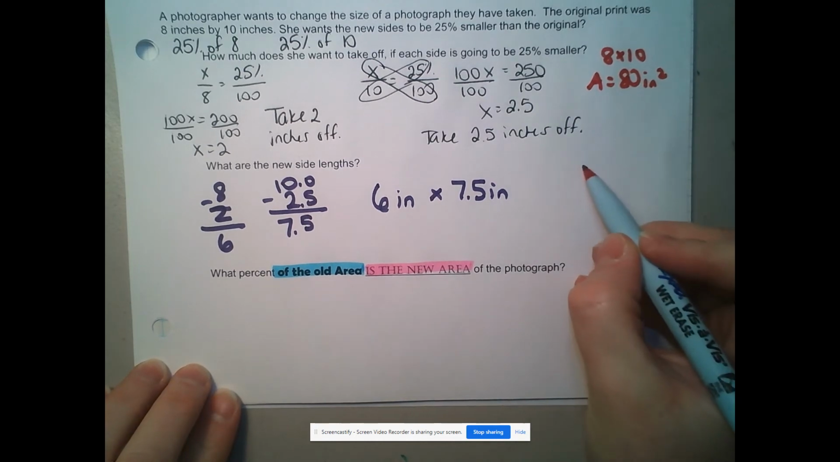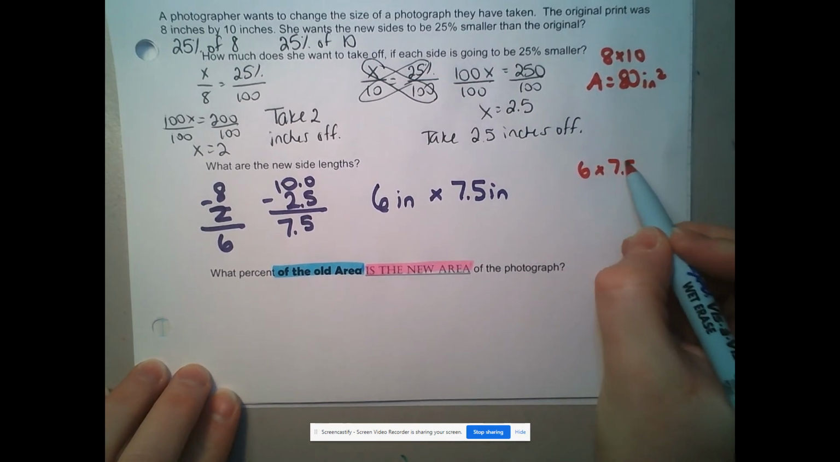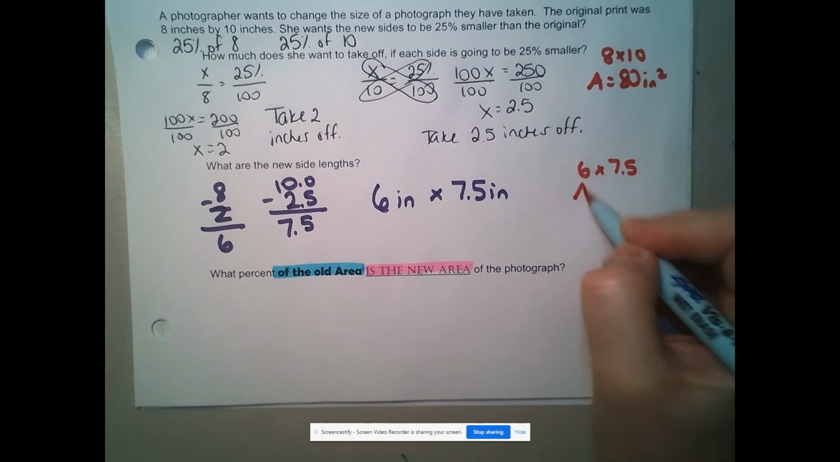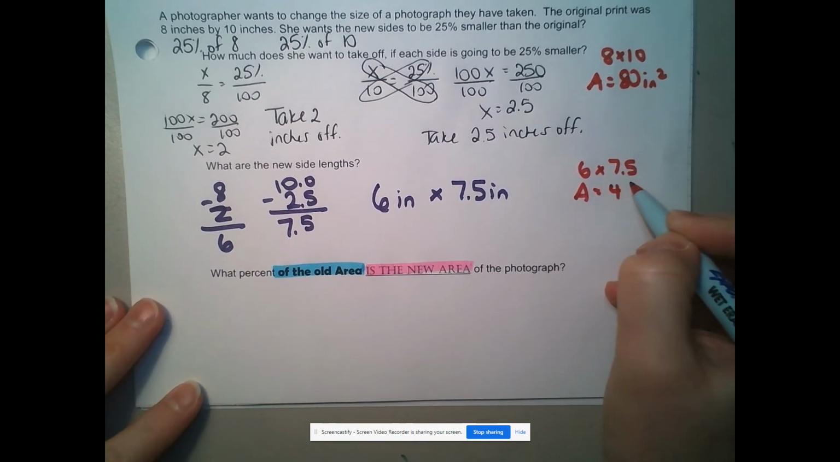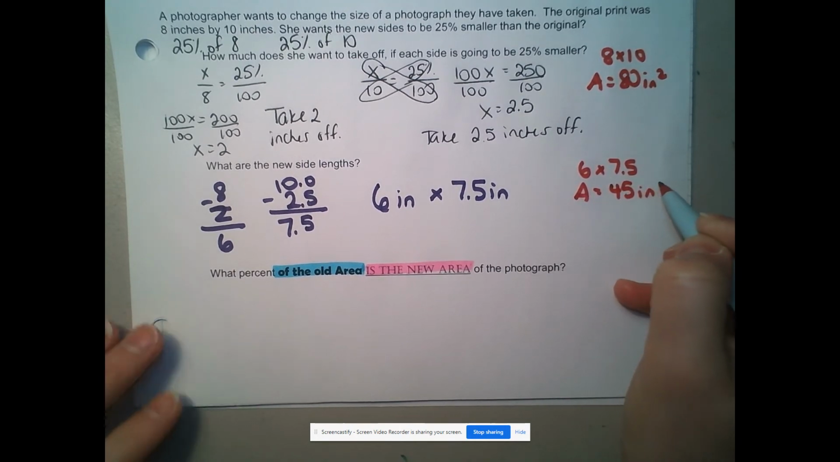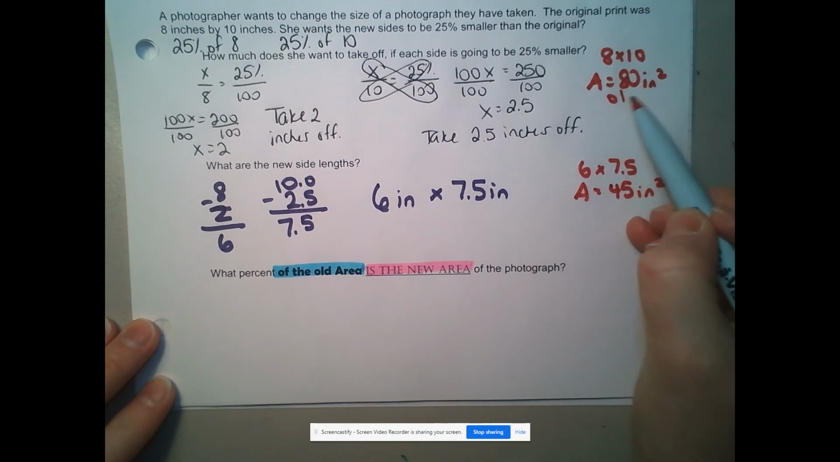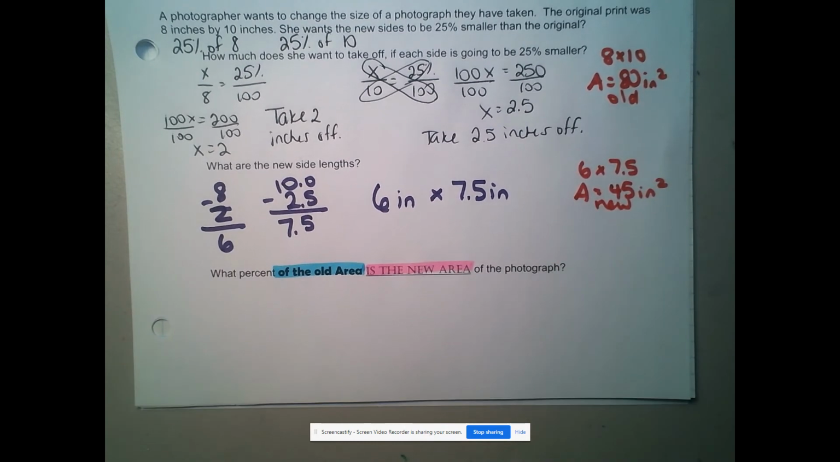The new one is a 6 by 7.5, so the new area is 45 inches squared. So that's the old one and that's the new one. So we want to know what percent. All right, so this is interesting, right? We took 25% off one edge. We took 25% off the other edge. A lot of people would assume that the new picture is 25% smaller. Not the case, which is totally, totally interesting.